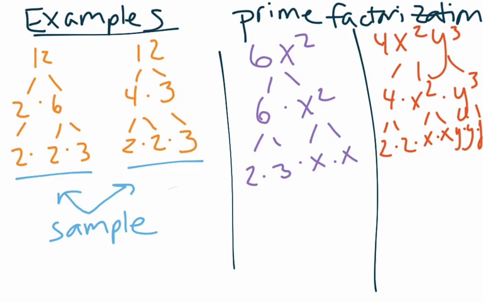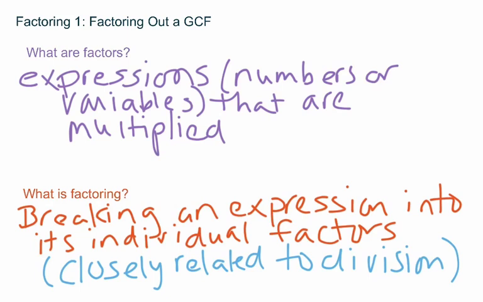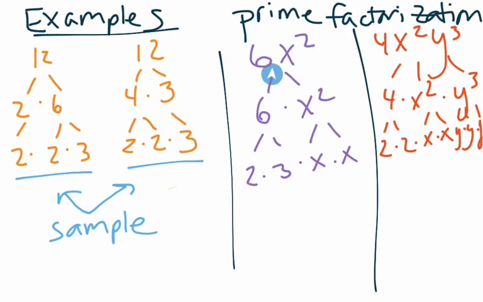It's this idea of figuring out what was multiplied. So we want to go back to those definitions. Factoring is breaking an expression down into the individual factors, which are the expressions, could be numbers, could be variables, that are multiplied to give you that. And so if you have something like 6x squared, you could break it down into the expressions that multiplied give you 6x squared, which is 2 times 3 times x times x.